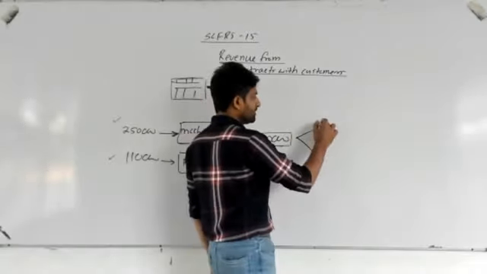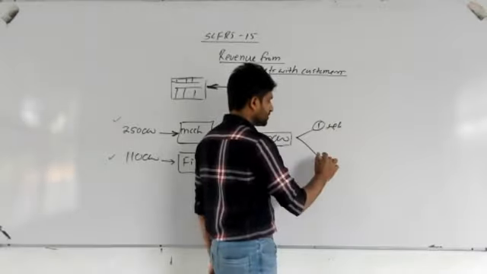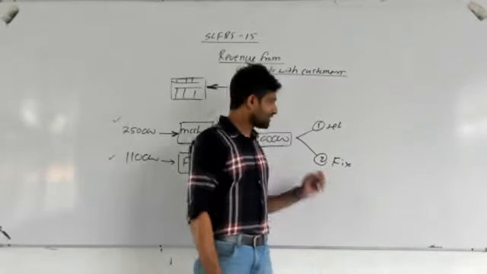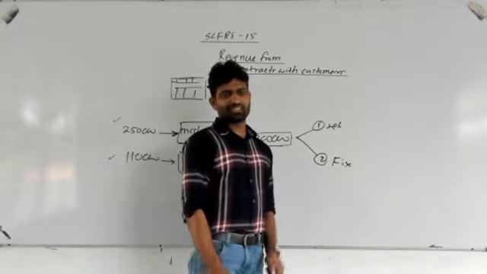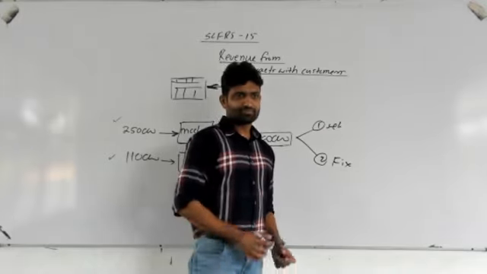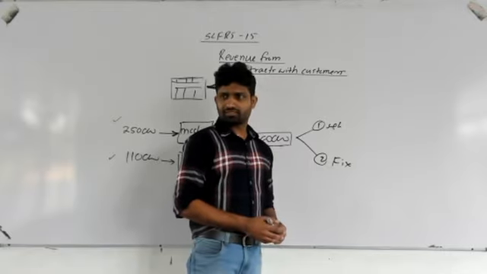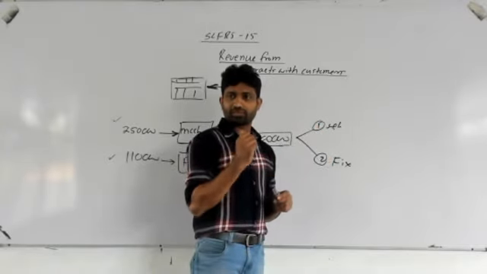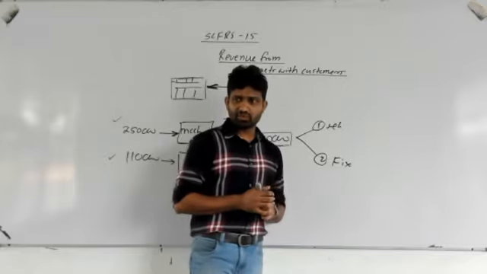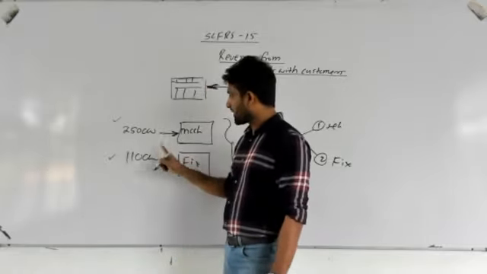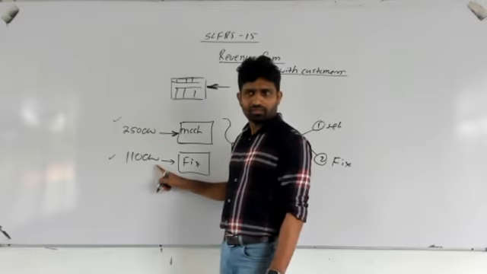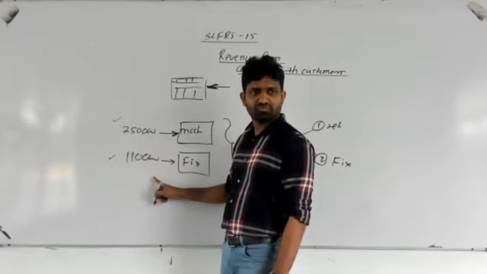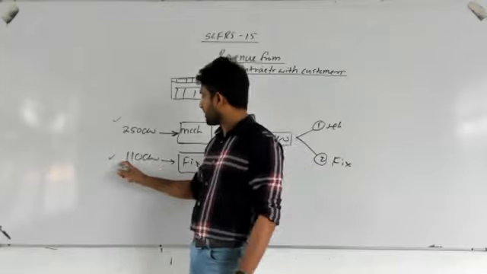What is obligation one? Selling the machine. Obligation two is fixing the machine. Then the 300,000 covers selling and fixing. Understand the situation. Now, how to allocate this? You have to allocate this according to the relative standalone selling price. This is the relative selling price, this is the relative fixed price. Understood? Then you have to do something like this.